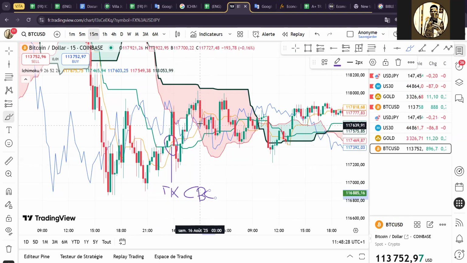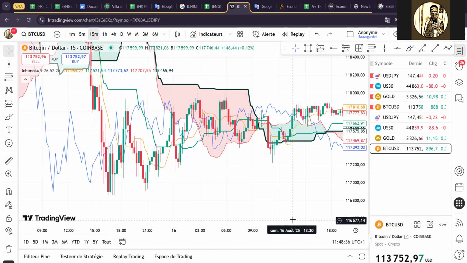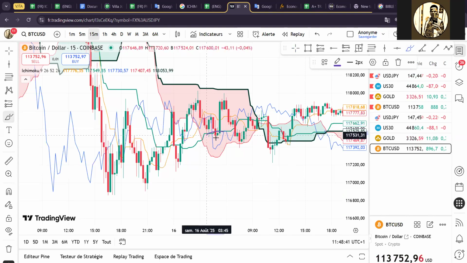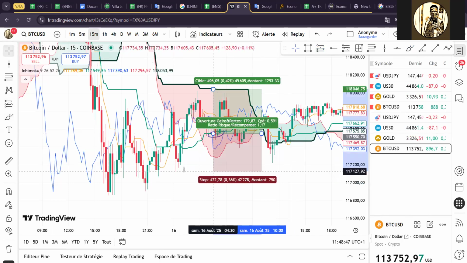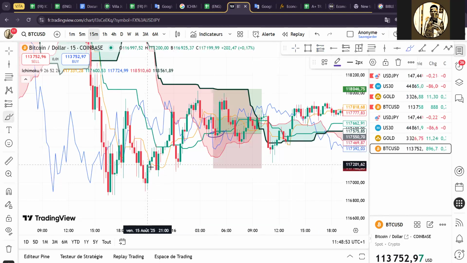After this, Tenkan and Kijun do what? They enter inside the cloud. Tenkan and Kijun are inside the cloud here, and then you can have entries here. That's the phase. When Tenkan and Kijun are inside the cloud, and we know that it's a reversal, you can enter here at Kijun, place your entry position, and then place your stop loss just here at this Tenkan mountain, right?